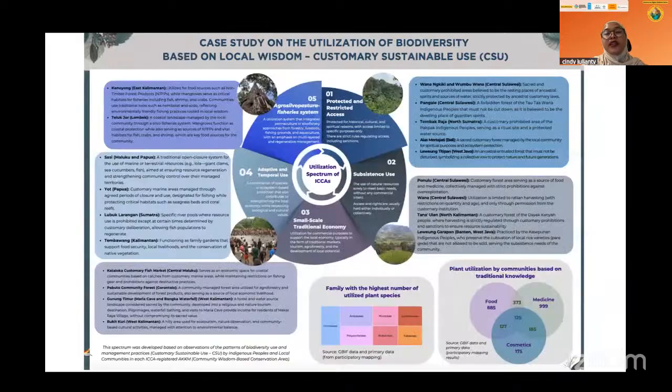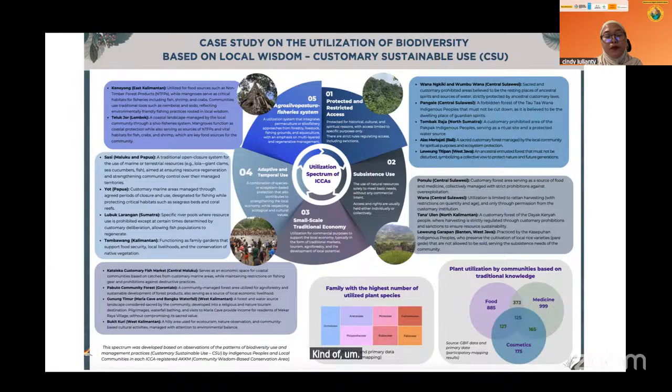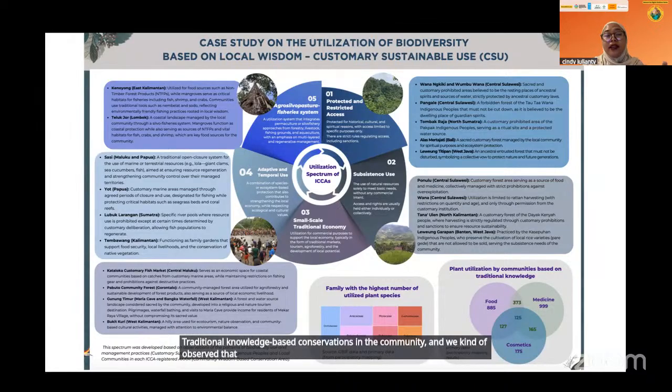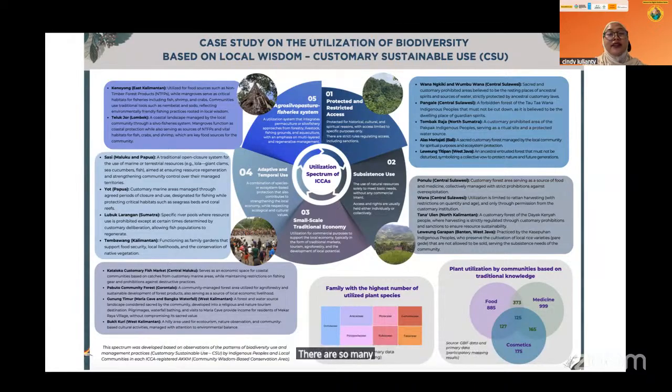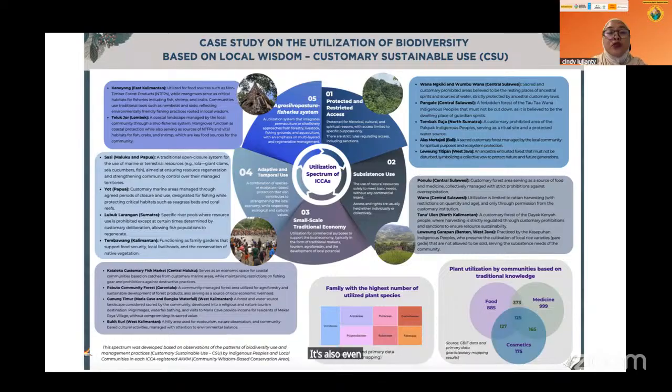And most importantly, with this primary data, we can also do further analysis to see holistic pictures of the territories of life, or community-led conservation, or traditional knowledge-based conservation in the community. And we observe that there is a wide variety of practices in the community. So the area is not only protected by the community, but also contributes to their economic development and sustainability.